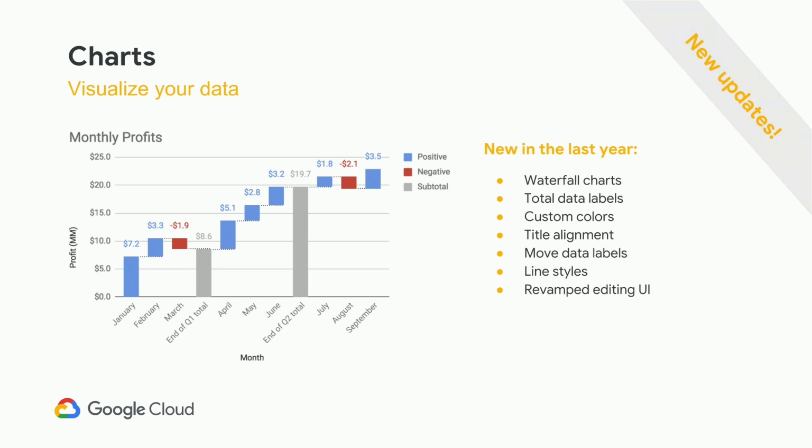We've also introduced a lot of other features to charts in the last year, things like total data labels. We've added the ability to customize your colors, title alignment, moving data labels, customizing the line styles, and we revamped the chart UI to make it more user-friendly as well. So again, play around with charts and see how to get the most out of visualizing your data.